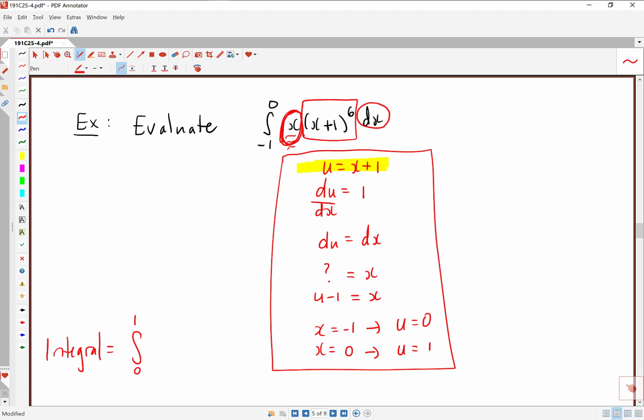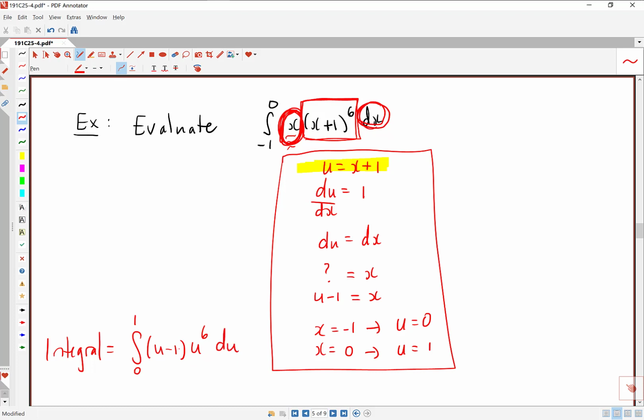We decided that this factor of x here is going to become u minus 1. The 6th power that we see in our integral becomes u to the 6th. And then the dx we said is the same thing as a du.